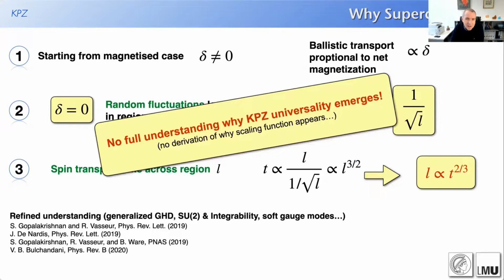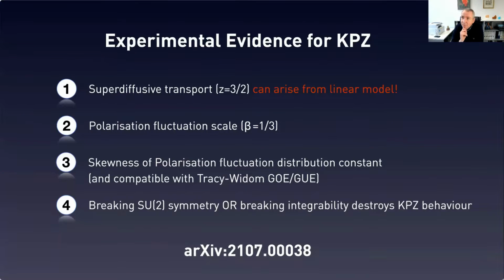But as I said, I don't think there's yet a full understanding why KPZ universality emerges on an analytical level. And it would be nice, of course, to see that in these higher order quantities, in these fluctuation quantities as well, compared to the transport data. Okay, let me summarize. I showed you that we have observed superdiffusive transport at the Heisenberg point in our 50 spin Heisenberg quantum simulator, but we have to be careful because superdiffusion alone can also arise from linear models. We've, however, also observed polarization fluctuations with this 1/3 scale, and we've observed the skewness of these polarization fluctuations, which is compatible with what we expect from the Tracy-Widom distribution. And also by breaking fundamental symmetries in the system, we seem to be able to destroy this KPZ behavior.